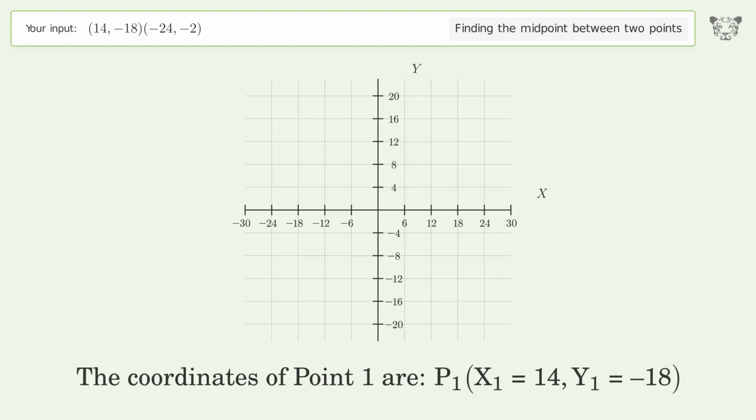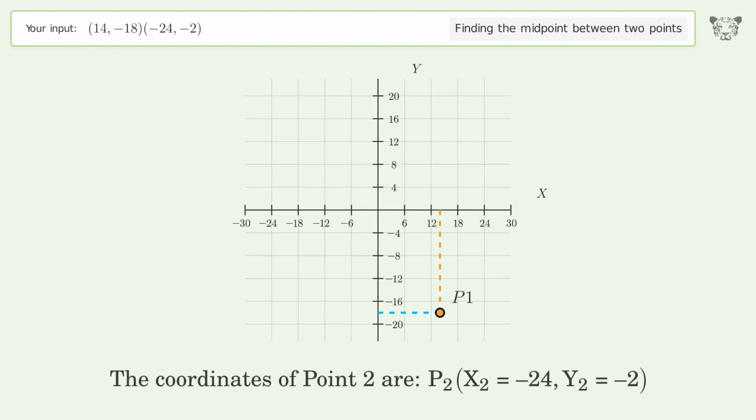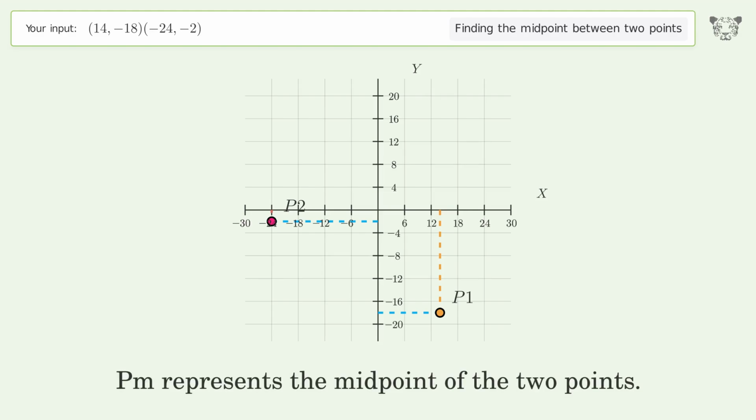The coordinates of point 1 are, x1 equals 14, y1 equals -18. The coordinates of point 2 are, x2 equals -24, y2 equals -2. PM represents the midpoint of the 2 points.